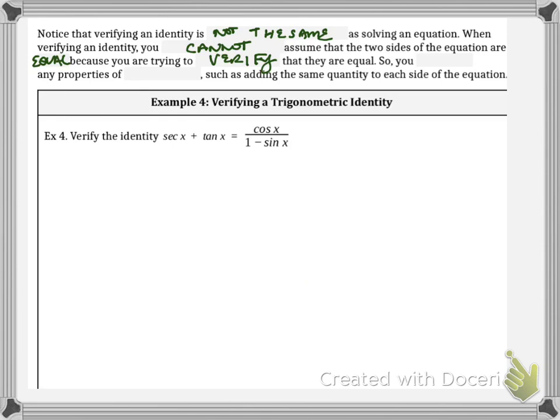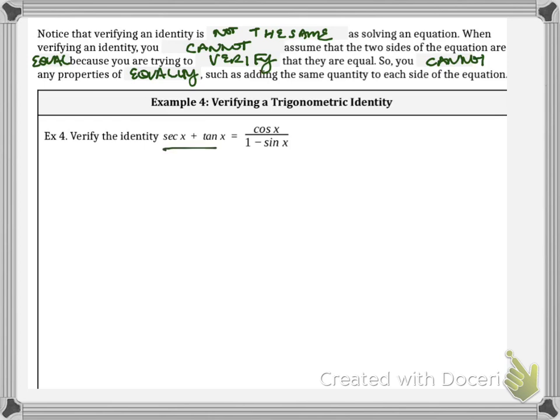So you cannot use properties of equality, such as adding and subtracting the same quantity to each side, right? So I can't subtract 10 of x and subtract 10 of x, right? We're not solving.